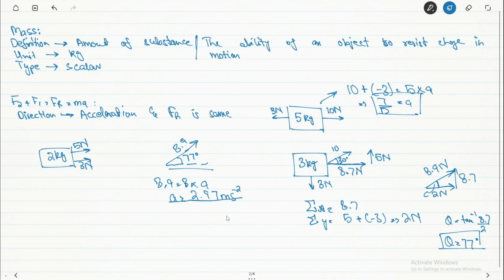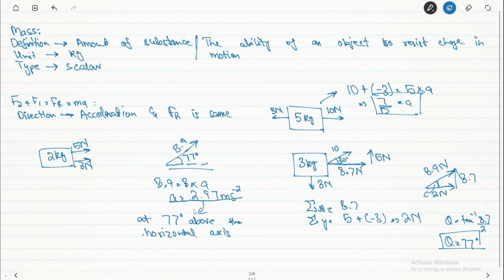Now, if you have to guess the direction of the acceleration, what would you say would be the direction of the acceleration? I would say that it's at 77 degrees above the horizontal axis or the positive x-axis, right? This suffices in this case.